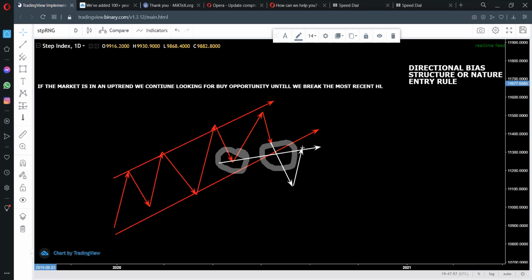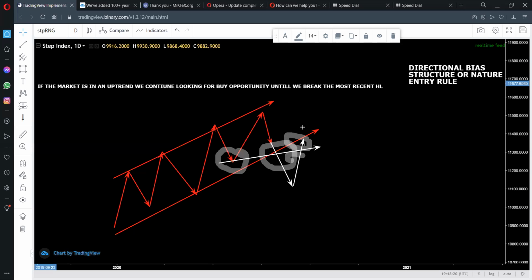So the pullback will be around here, or the trend line or the trend channel. I hope you are getting me. So when we get a nice pullback like this, then we now have an opportunity to place our trade here. It's either here or here.